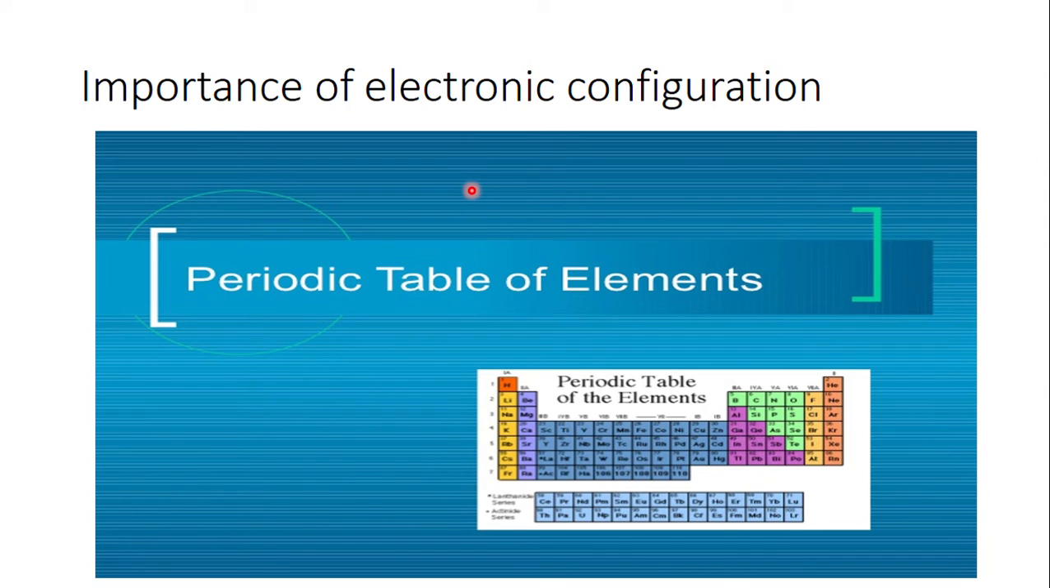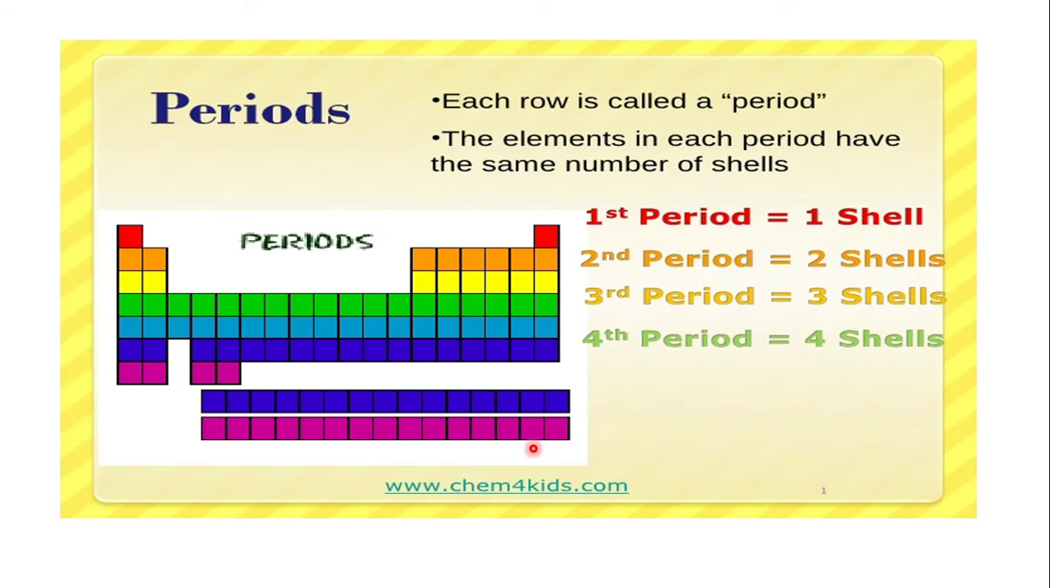In this presentation, we will continue to learn the importance of electronic configuration. So in this first opening slide, you see an image of a periodic table where the elements are arranged in an order of increasing atomic number. Here we have a skeleton, just an outline of a periodic table without the elements written so that you can have a better idea.